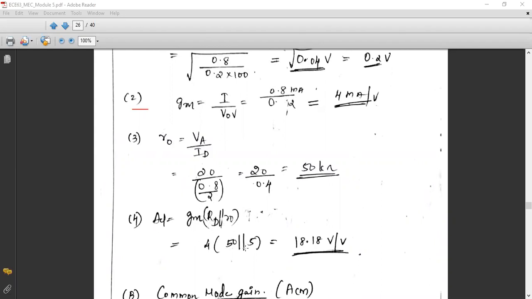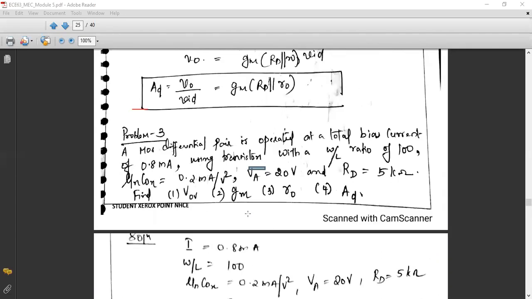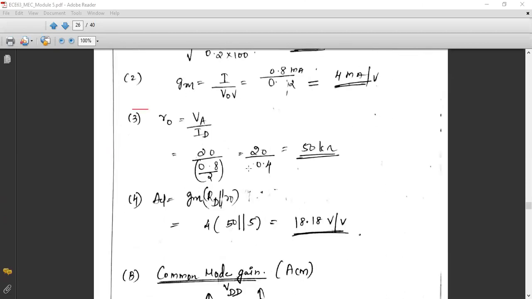So 50 parallel 5. Sorry, RD is given as 5 kilo ohm, right? Yes. And r0 is computed as 50 kilo ohm. So 50 parallel 5, into 4, that will be the differential gain, 18.18. Gain is a dimensionless quantity, or you can mention it as volt per volt, because output by input is volt per volt only.